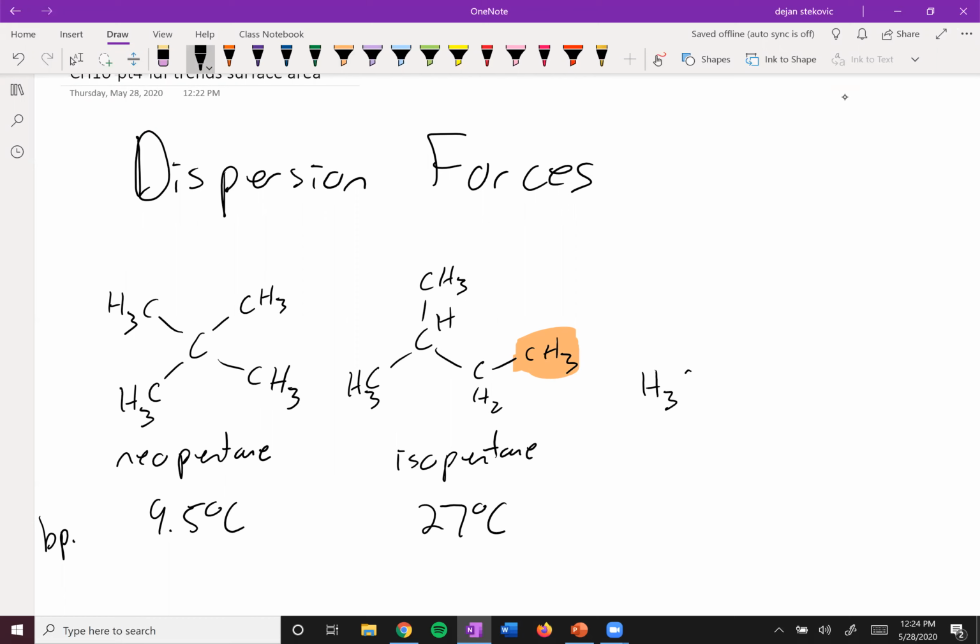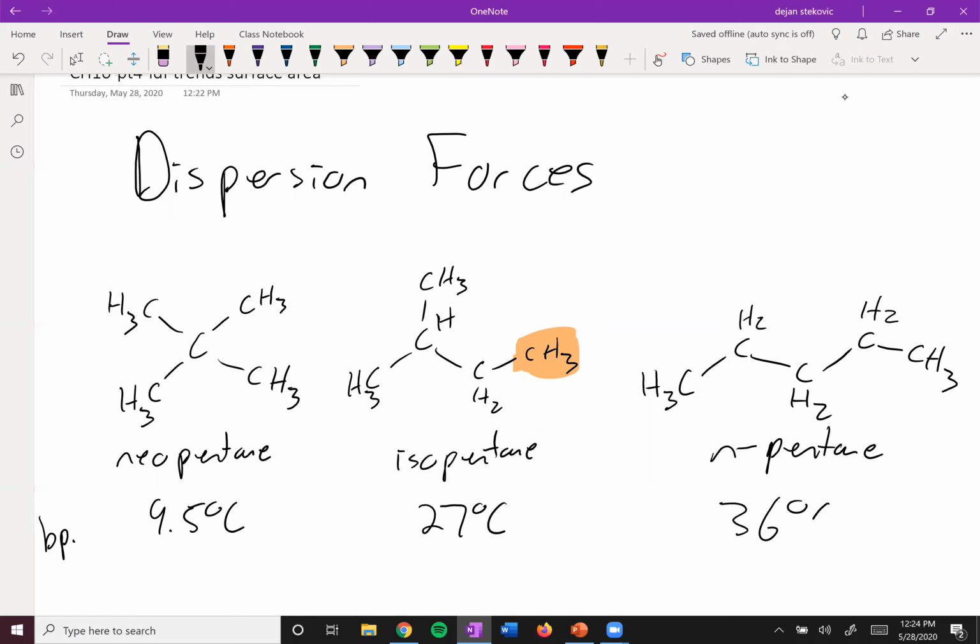And then we have regular n-pentane, which is just a chain of 5 carbons in a linear fashion, right? So there's no branching in this molecule. So this is n-pentane, and it has a boiling point of 36 degrees Celsius. So we can see that even though they have the same molecular formula, when we go from left to right, we have a higher boiling point. So we have more intermolecular forces.